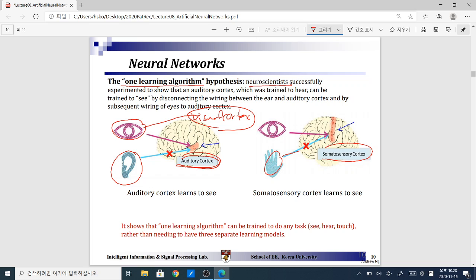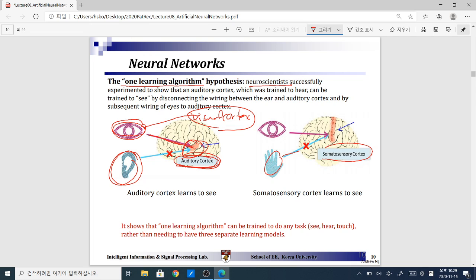is to show that by cutting off the wiring between the ear and the auditory cortex, and then wiring the eyes directly to the auditory cortex, this brain tissue, the auditory cortex, learns to see. In other words, with the eyes wired directly to the auditory cortex, this brain tissue can see and perform scene understanding.